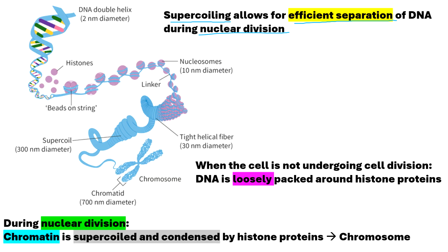Now, this is only during nuclear division, because when the cell is not in cell division, the DNA is actually loosely packed around the histone proteins. It's not super coiled, very hard, okay? And again, during nuclear division, the chromatin, so remember the nucleosomes make up the chromatin, is supercoiled and condensed by the histone proteins. And this turns it into a chromosome, okay? We can see chromatid here and chromosome here. This would be what it looks like.